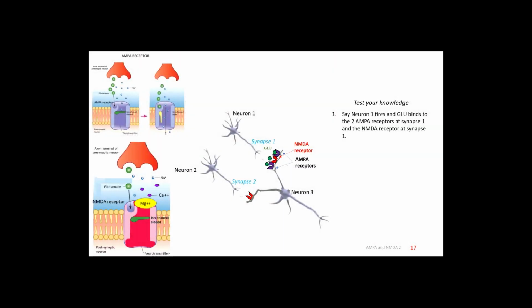Now let's test your knowledge here. Say neuron 1 fires, all right? So neuron 1 fires. Let me get this pointer. So let's say neuron 1 fires and releases glutamate. Glutamate binds to the 2 AMPA receptors at synapse 1. Does sodium enter synapse number 1's AMPA receptors?